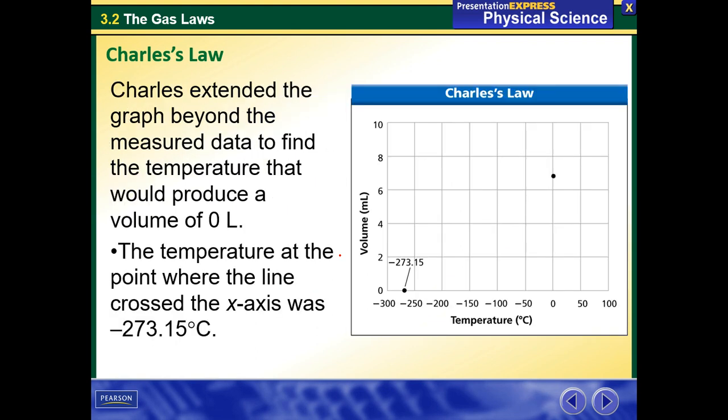Charles actually extended this graph after he plotted the points. So here we have one point plotted, he plotted another, and he saw that they were making a linear line. And so he connected all those points and he extended the line. So this dotted line is an extension. He wanted to see where it crossed the x-axis. In other words, what would the temperature be if the volume were 0 liters? And he saw that it crossed the x-axis right here at about negative 273.15 degrees Celsius.